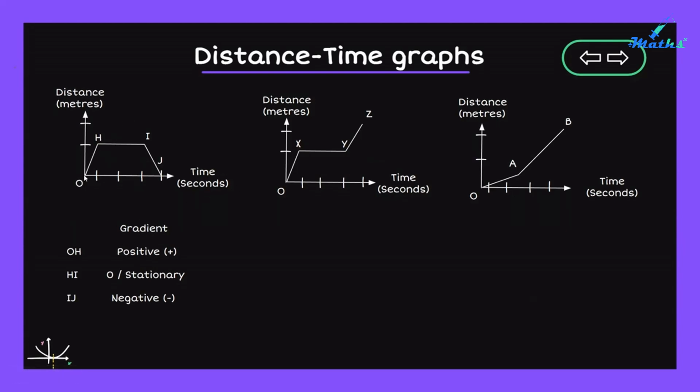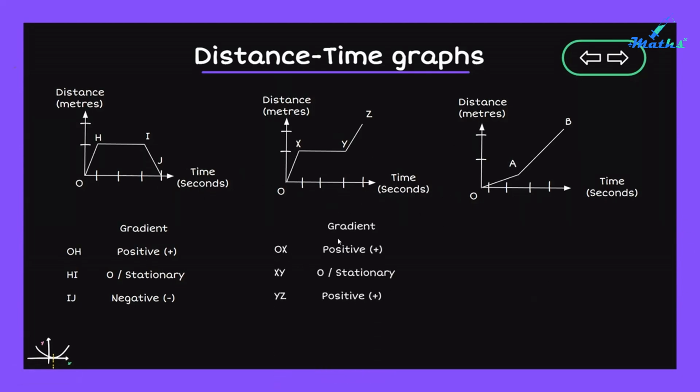For O to H, the gradient is positive, and for H to I, the gradient is 0, also called stationary, which means the distance remains the same. You can see the distance didn't go up, so it has stopped here. Then for I to J, the gradient is negative. Going up is positive, a straight line has no gradient, and going down is negative. All of these are the same.